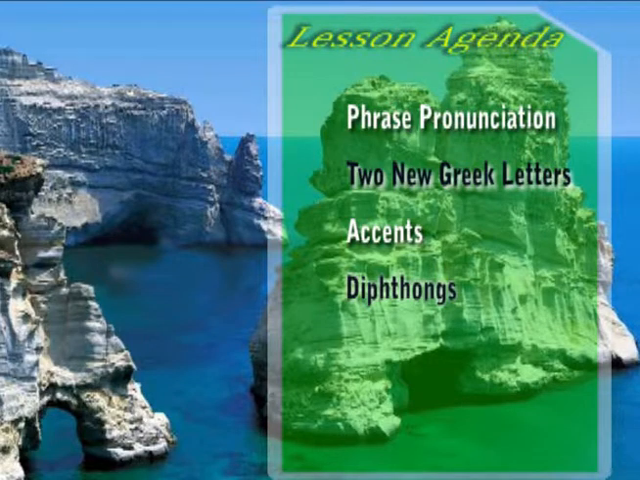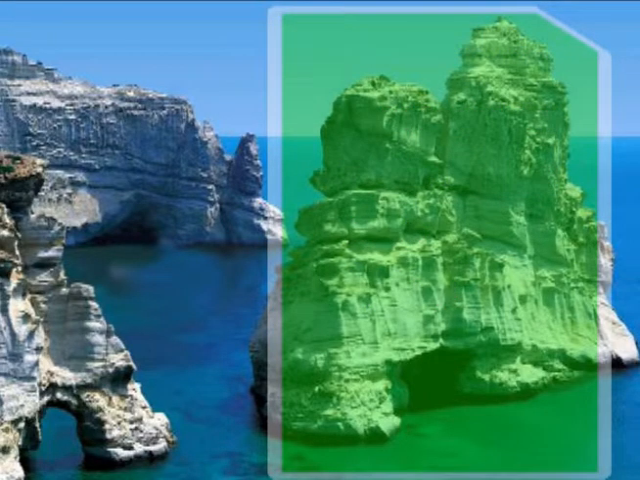In this lesson, we will learn 4 things: phrase pronunciation of John 1:1b, 2 new Greek letters, accents, and diphthongs.